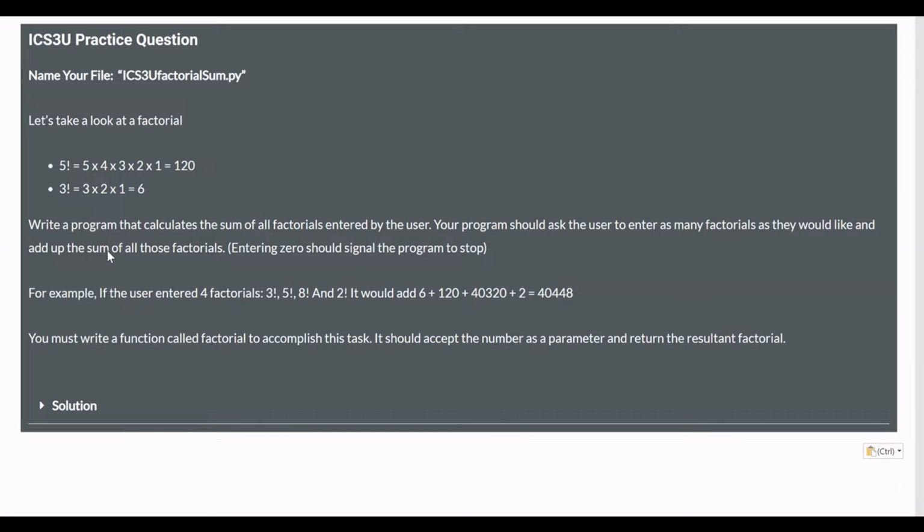Okay. And I want to write a program that calculates the sum of all of the factorials entered by the user. So if I entered 4 factorials, it would just add up all the totals of each one of them and then print it to the screen. And I have to write a function called factorial to accomplish this task. Okay, so we can start with that. We'll just write a simple function that does this calculation, and then we can work on our main program to deal with adding all of those up.